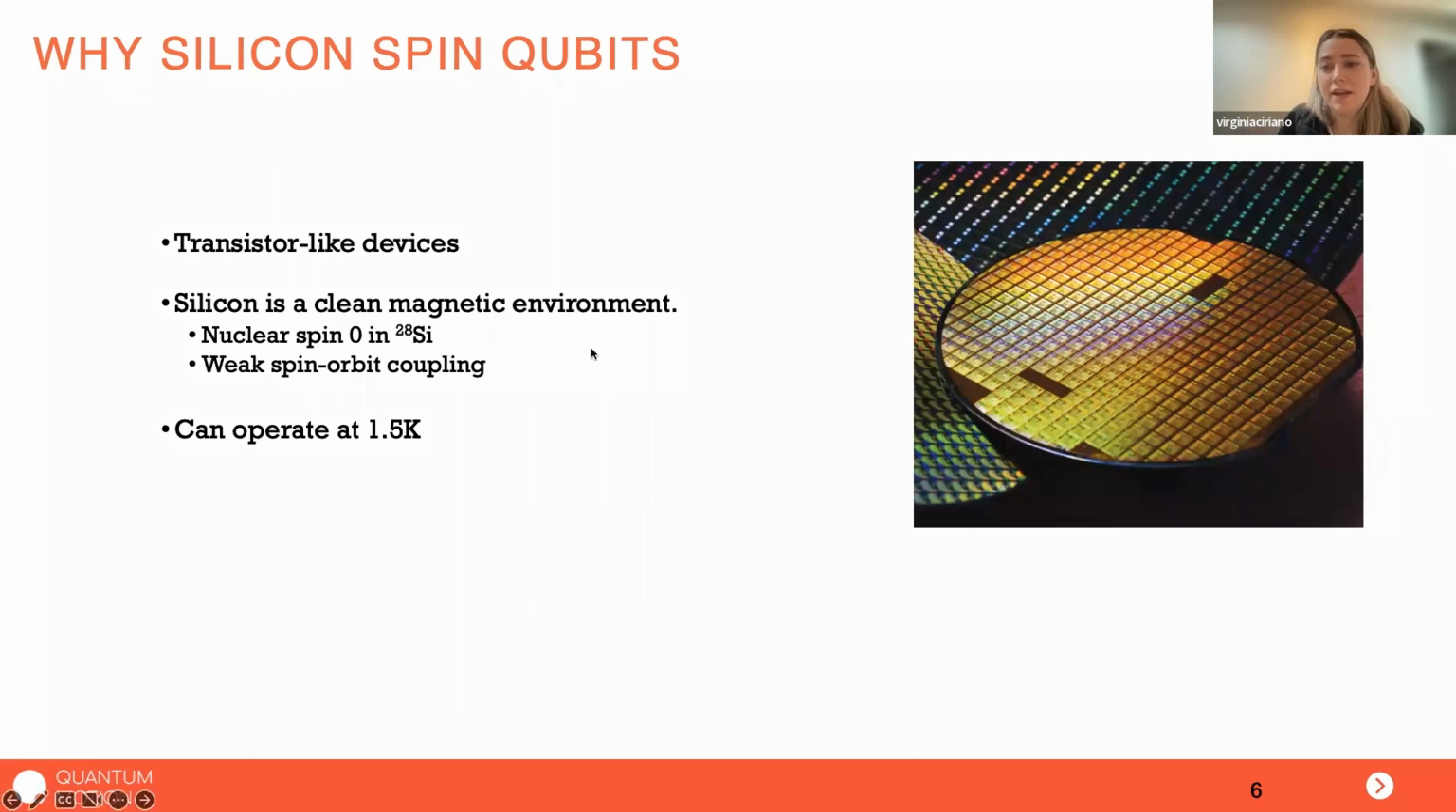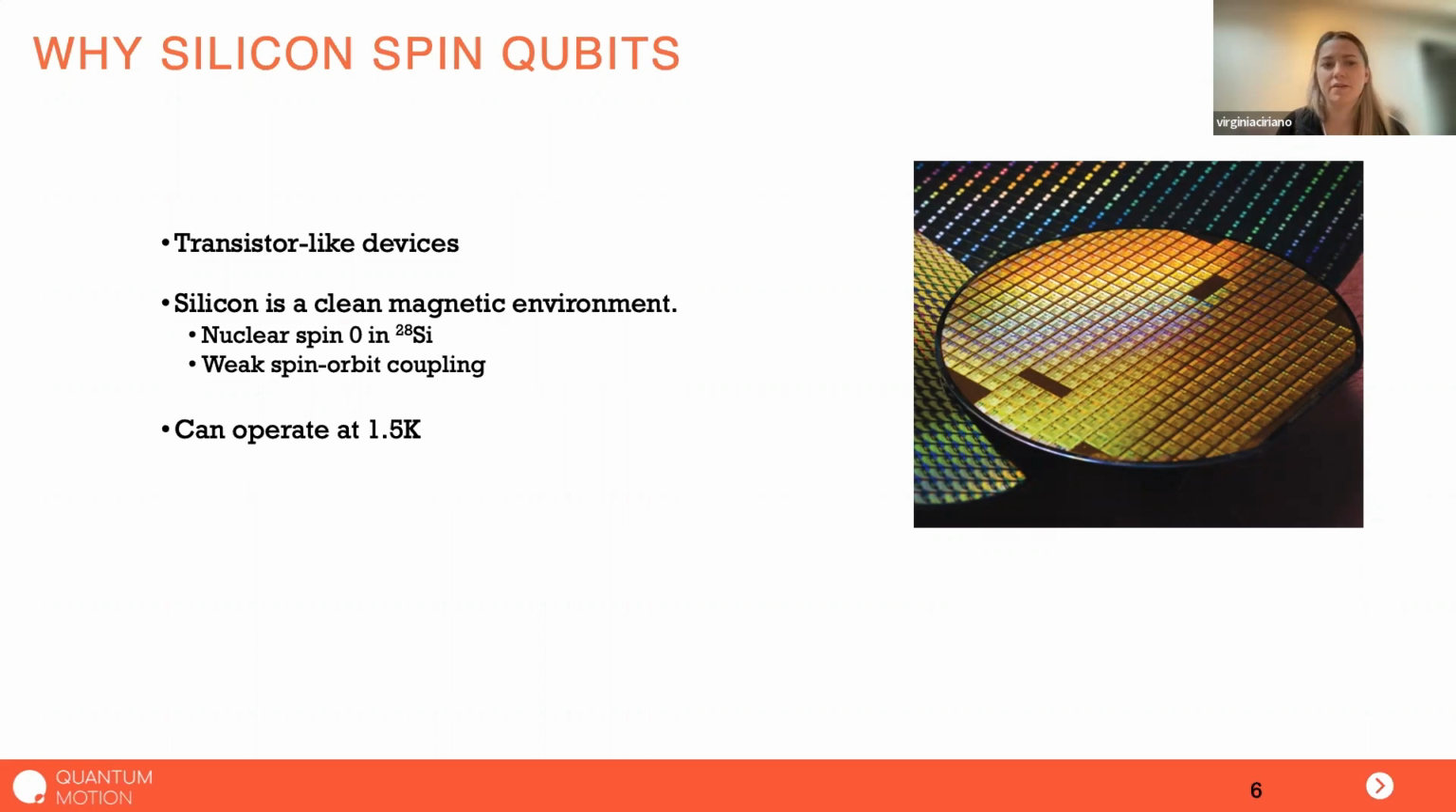But also silicon, the material, is quite good as an environment, especially if you are working with spins. Spins are very sensitive to magnetic noise. And because silicon, at least silicon-28, has a nuclear spin of 0, it doesn't have any magnetic noise. At the same time, electrons in silicon have a very weak spin-orbit coupling. And this means that the electrical noise is not going to get converted into magnetic noise, which is the one that the spin sees. So you have a very quiet environment.